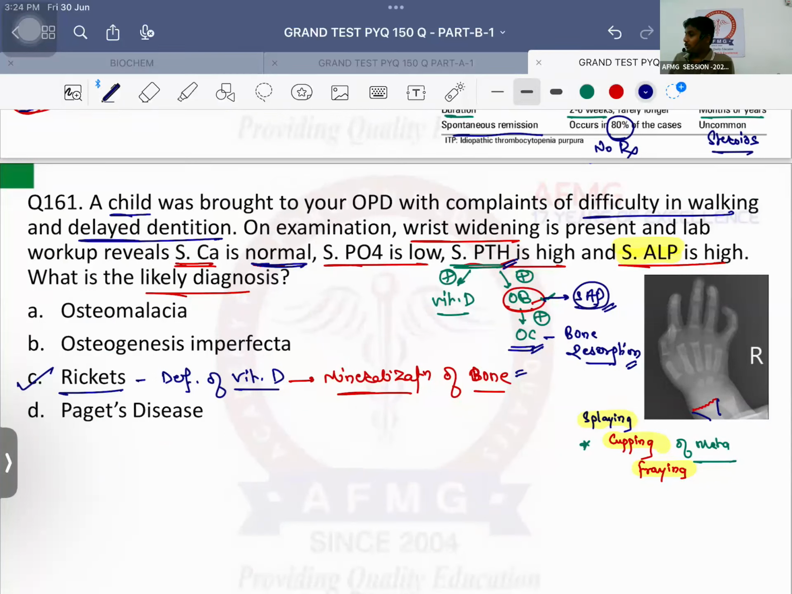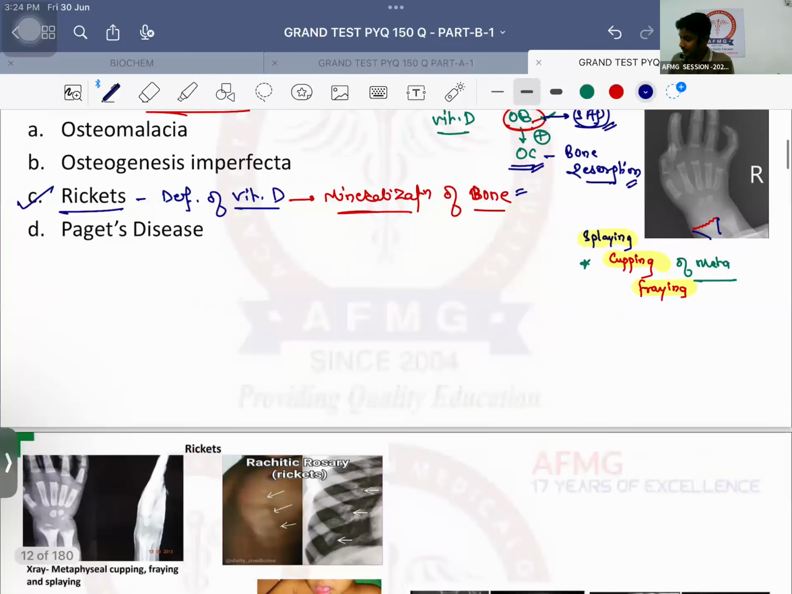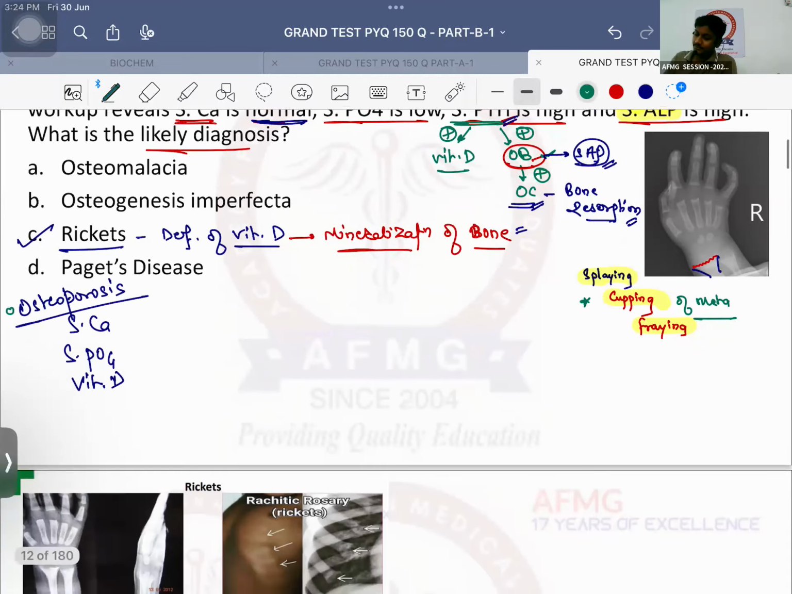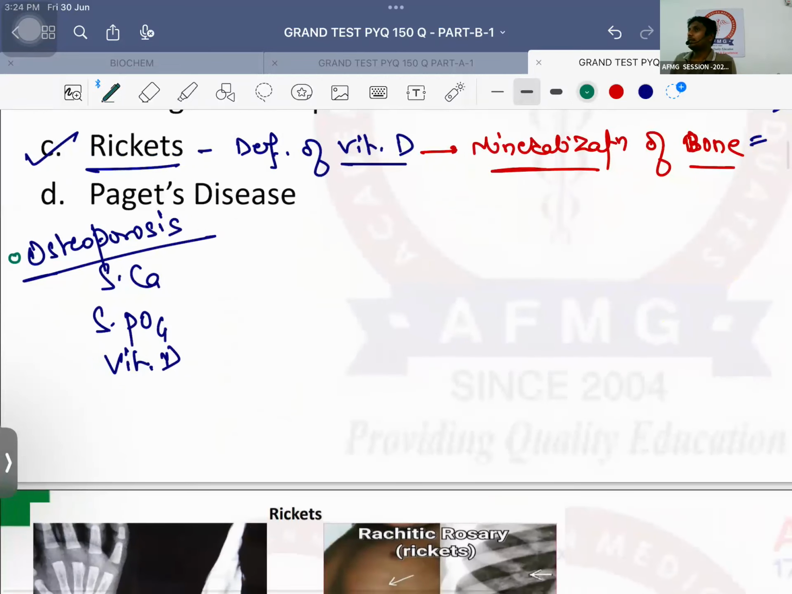Can anybody tell me in osteoporosis, what happens to serum calcium, serum phosphate, and serum vitamin D levels? Serum calcium, serum phosphate, and vitamin D levels in osteoporosis. Osteoporosis में क्या होता है? दिक्कत आ रही है ना? क्या हो रहा है? बोन्स वीक है तुम्हारे, क्या हो जाना चाहिए? Everything will be absolutely normal.